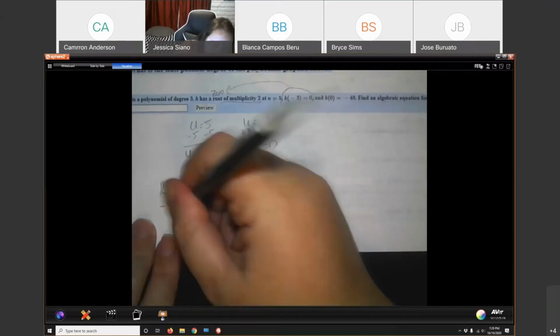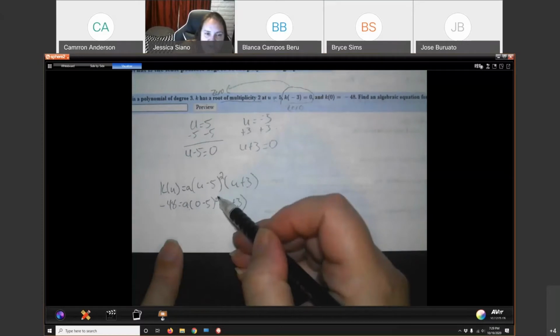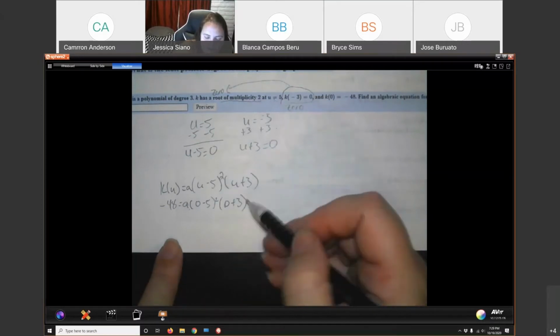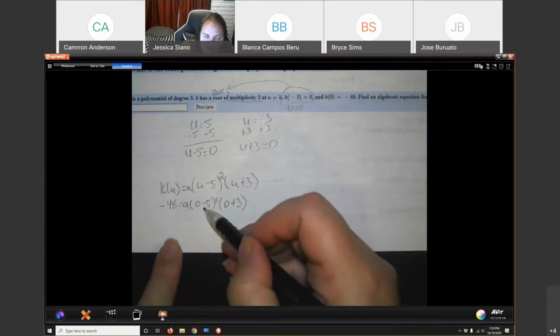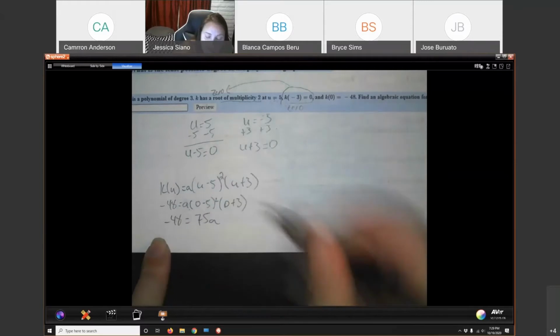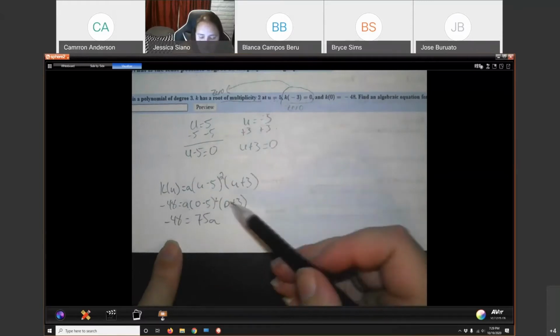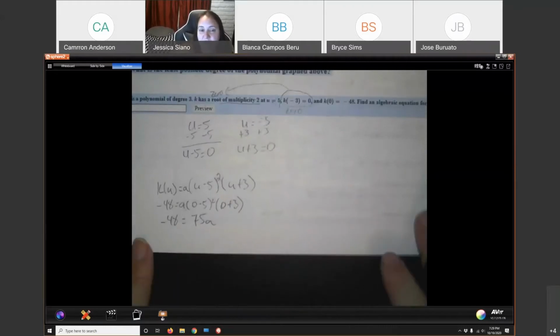Okay, well, 0 minus 5 is negative 5, squared is 25. 0 plus 3 is 3, and then we're going to multiply it times that 25. So this would be 75a. You don't have to do any of that in your head. If you grab your calculator and you type this in, you'll get 75. Okay?